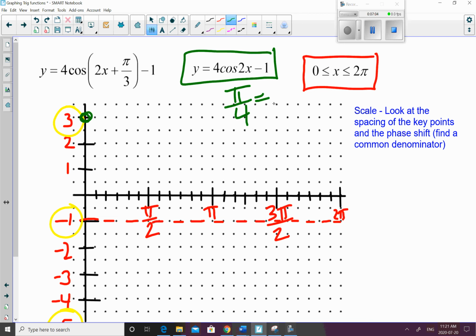Well, how many boxes is that with my scale? Well, my scale was pi by 12. So how would I convert 1/4 into something out of 12? Well, I had to multiply by 3. So that means it's going to be 3 boxes with my scale.